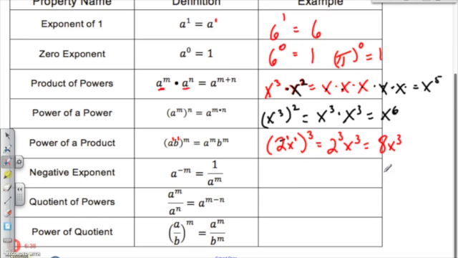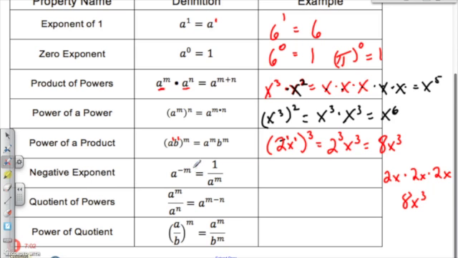And you could also show that that works by saying 2x times 2x times 2x, because that would be this base exponent multiplied 3 times. Well, 2 times 2 times 2, 2 times 2 is 4, times 2 is 8, and then I have x times x times x, which is x cubed. Okay, so you can kind of see that from 2 different ways.